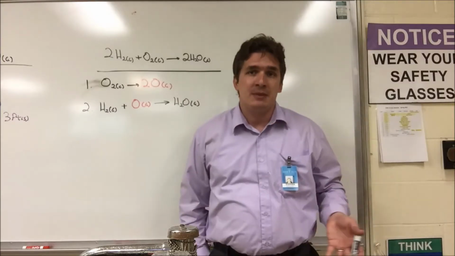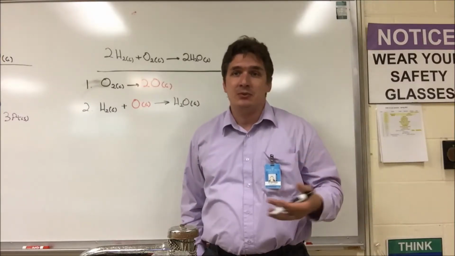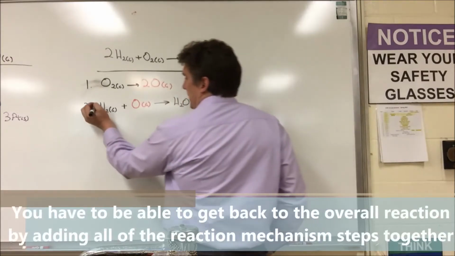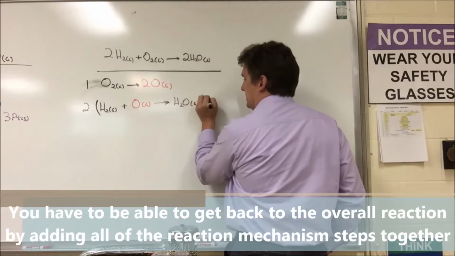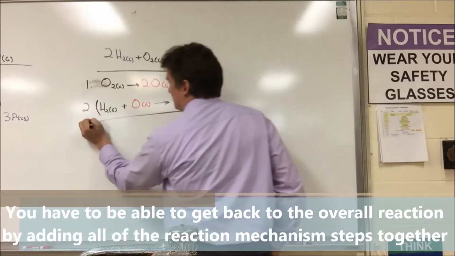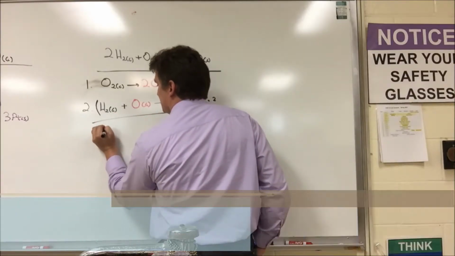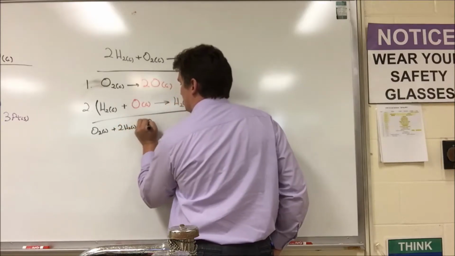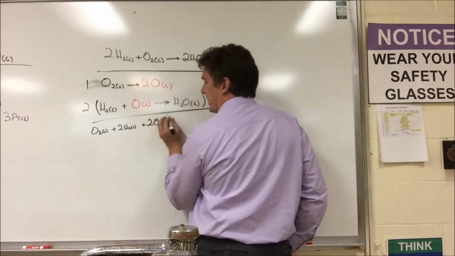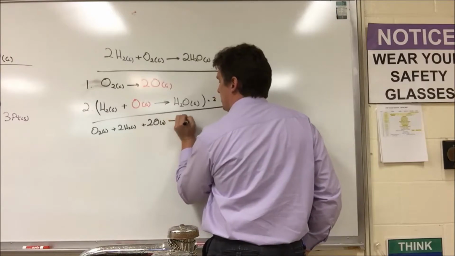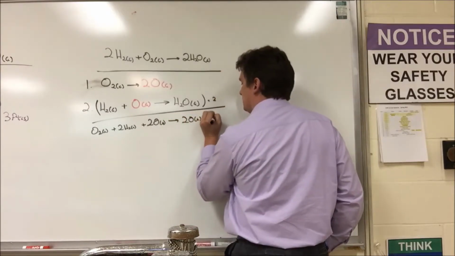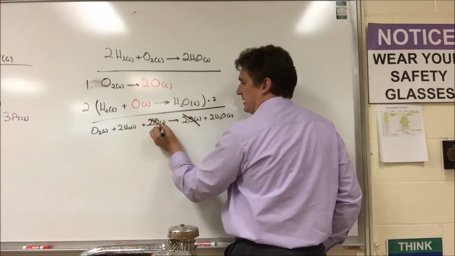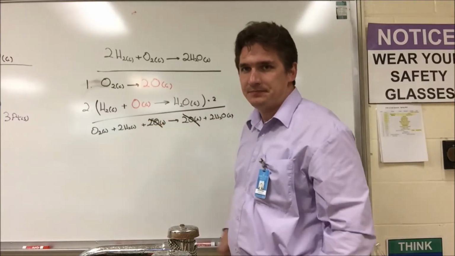Now, the rule with reaction mechanisms is we have to be able to add them back together in order to get our overall reaction. So we take this reaction, and then we double this reaction, and add them together. We get O2 gas plus 2H2 gas plus 2O gas, one of our reaction intermediates, goes to 2O gas plus 2H2O gas. And our 2 reactive intermediates are going to cancel out here.